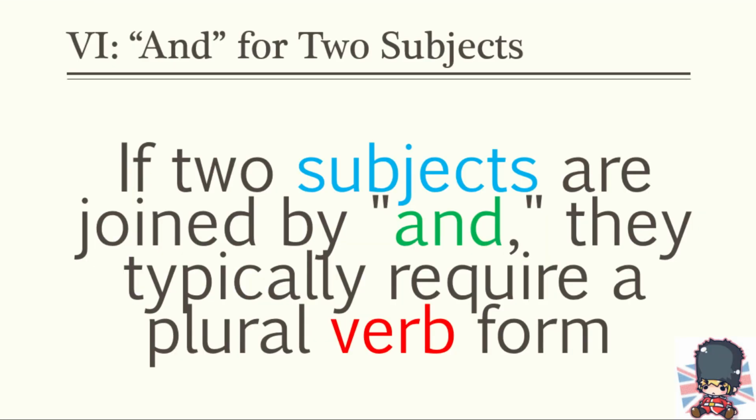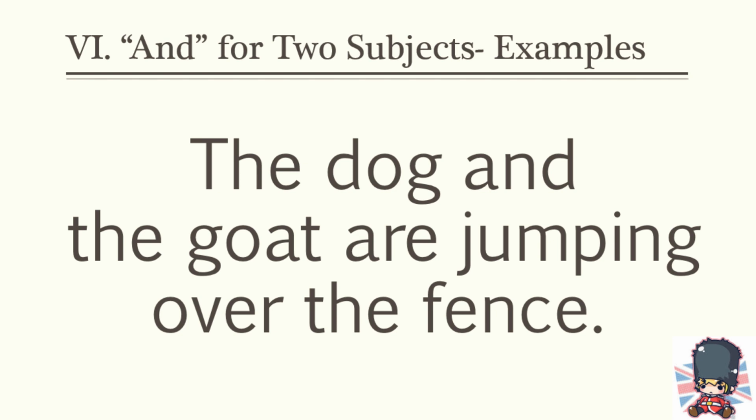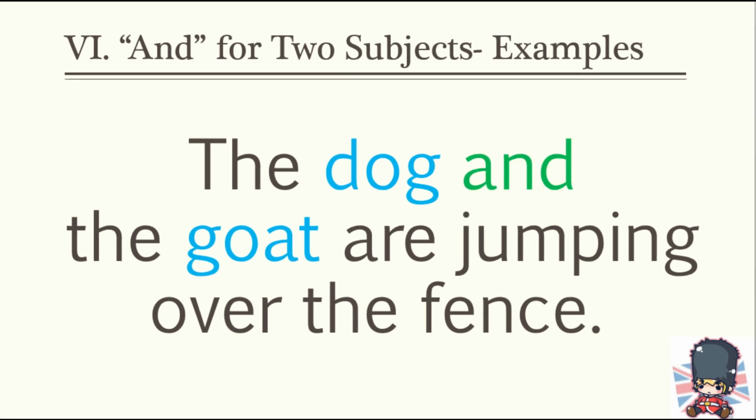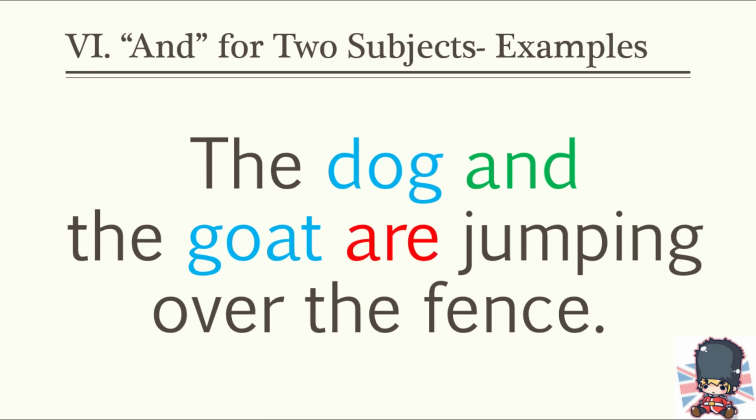If two subjects are joined by "and", they typically require a plural verb form. For example, the dog and the goat are jumping over the fence. So, mapapansin mo, you have two subjects. Yung dog, pati yung goat. Okay? They are connected by "and". So, pag ganun, if you have two subjects tapos connected siya ng "and", you have to use a plural verb. So, are ang gagamitin natin, hindi is.